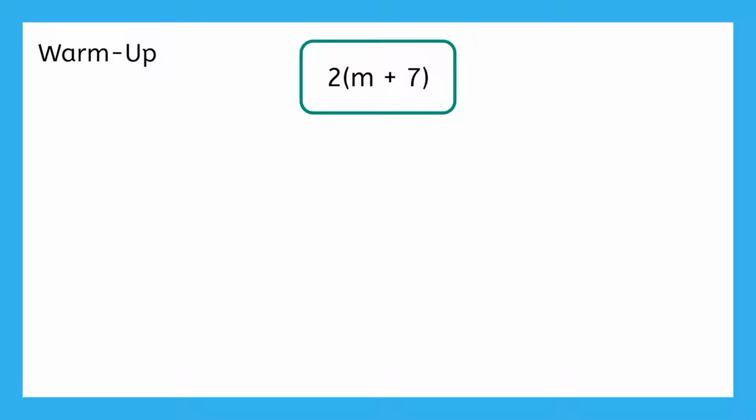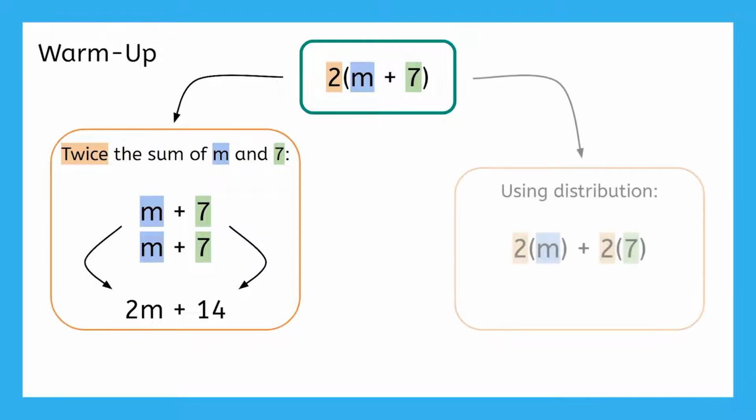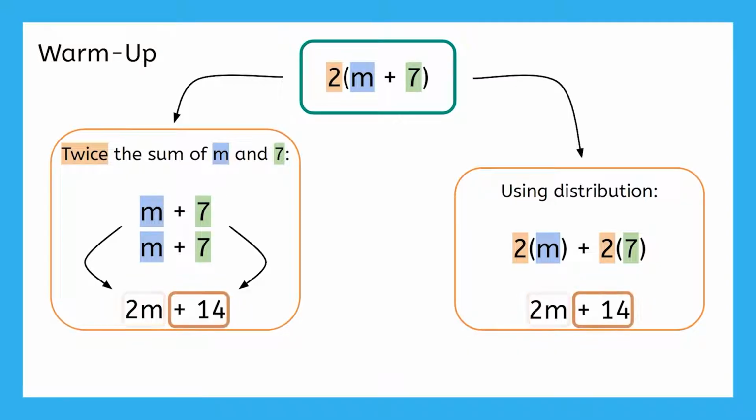Here's the first practice problem. 2 times the quantity m plus 7. This expression is representing twice the sum of m and 7. We can see that we have 2 m's altogether, and 7 repeated twice is 14. Distributing the 2 to the terms in the parentheses would give us 2 times m plus 2 times 7. We know that multiplication between a number and a variable is represented by attaching the 2 terms, giving us 2m. And 2 times 7 is 14. These expressions are equivalent because in both forms there are 2 m's plus 14.